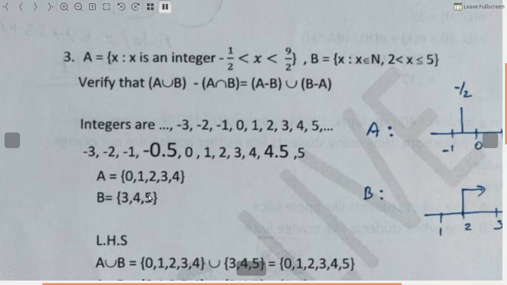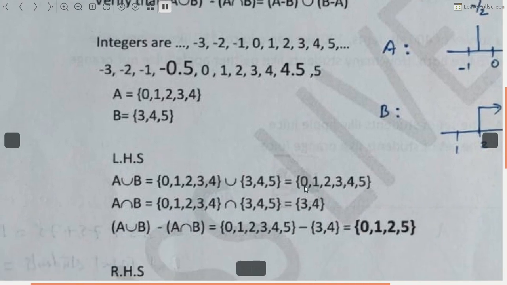In a set, elements are not to be repeated. So when we combine the elements of these two sets, 0, 1, 2, 3, 4, 3, 4, 5, then 3 and 4 will be repeated, that is to be avoided. So the elements will be 0, 1, 2, 3, 4, then 5.